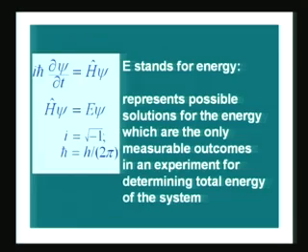The energy that you have here, H psi is equal to E psi, that E represents the only outcomes in an experiment for determining the total energy of the system. Whenever you make a measurement on the total energy of the system, the only possible values that you will get are given by this E.